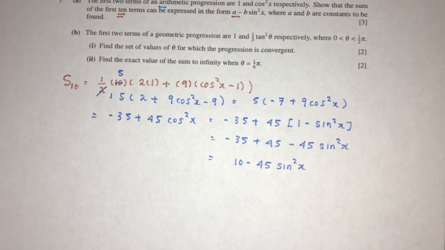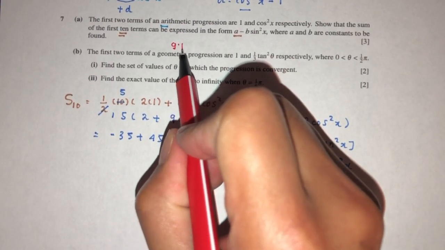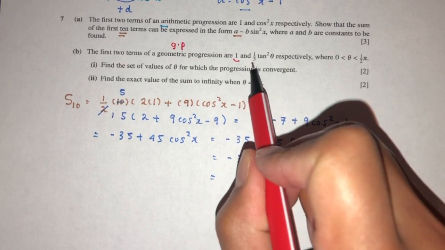Now for part 2, the first two terms of a GP now are 1 and this one.